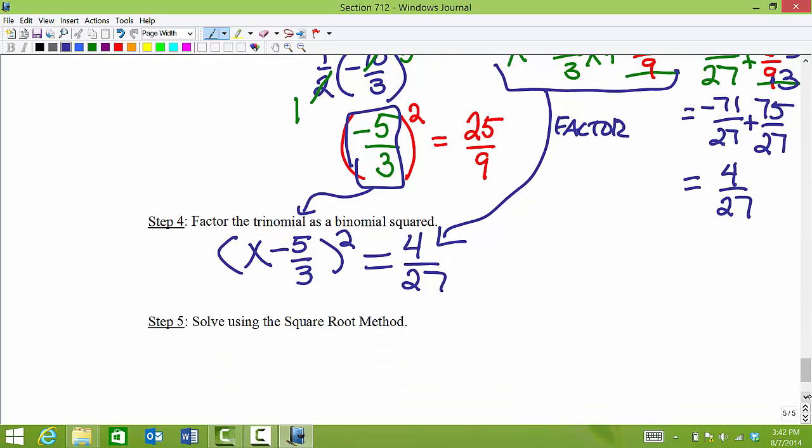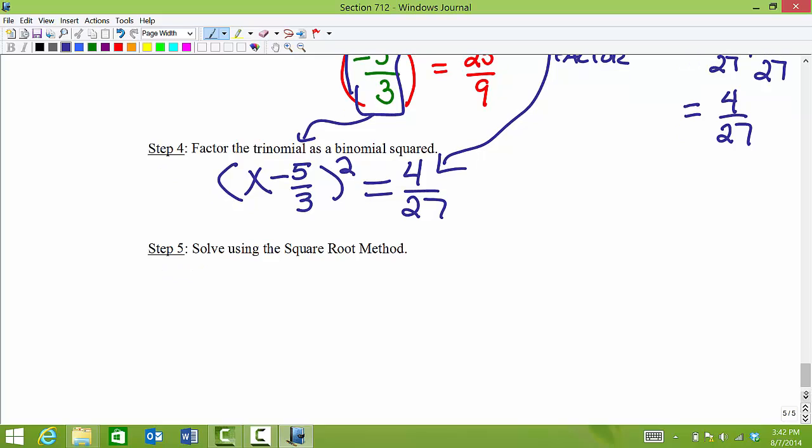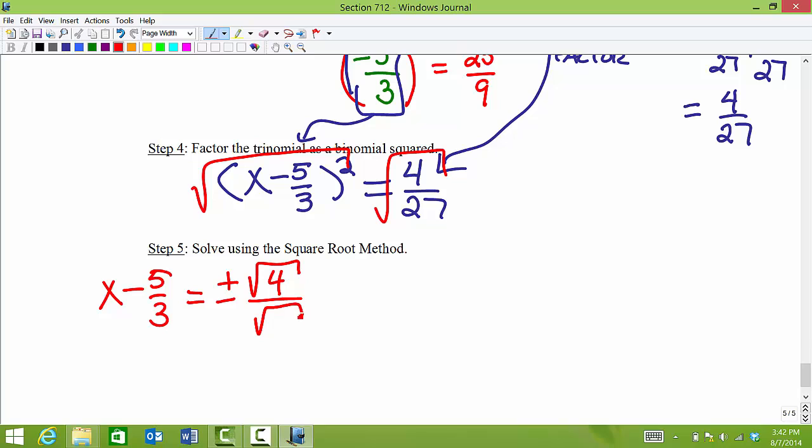Now we are all set to take the square root of both sides and simplify our answers. I'm going to take the square root of both sides. We end up with x minus 5 over 3 equals plus or minus. Now we can start to simplify our square root of 4 over 27. Let's take the square root of the top and the bottom separately. And let's start to simplify this. We know that the square root of 4 is 2. What about the square root of 27?